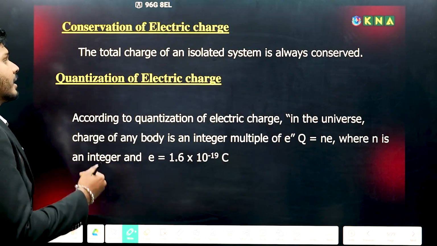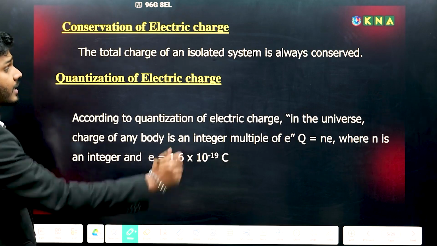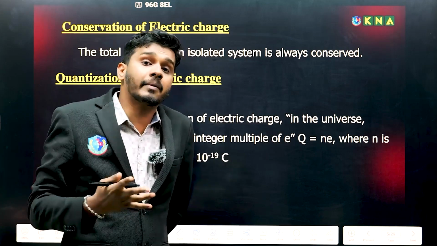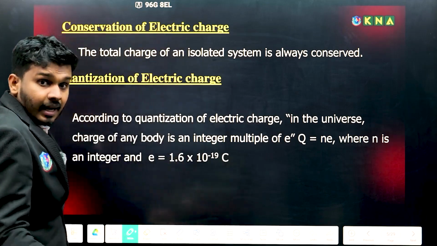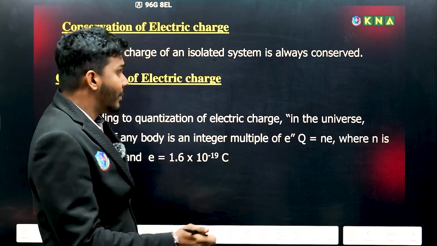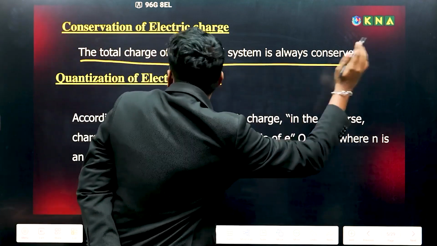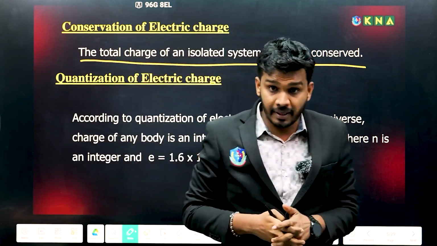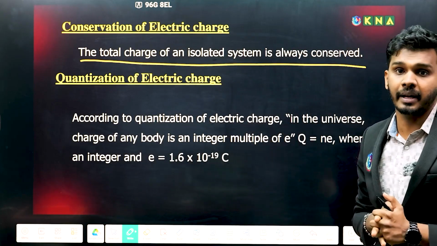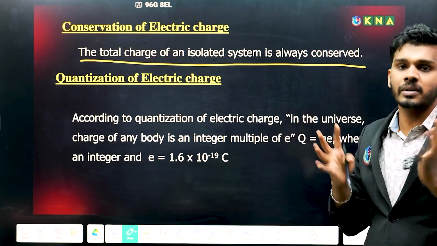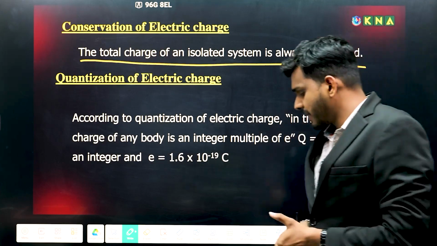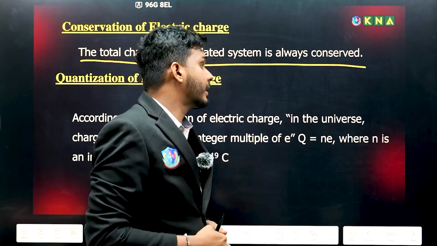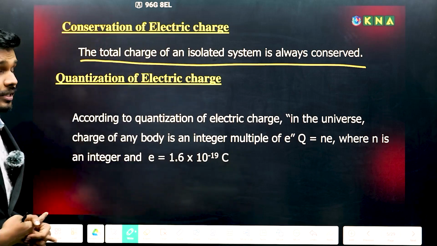The next property is the conservative property. What is the conservative property? Charge is conserved. Conserved means constant. The total charge of an isolated system is always conserved. Charge is constant. Charge is neither created nor lost. That is called the conservative property.